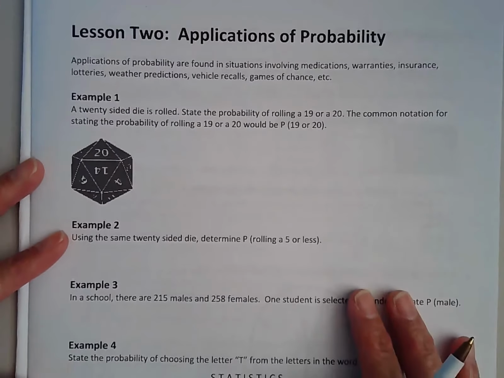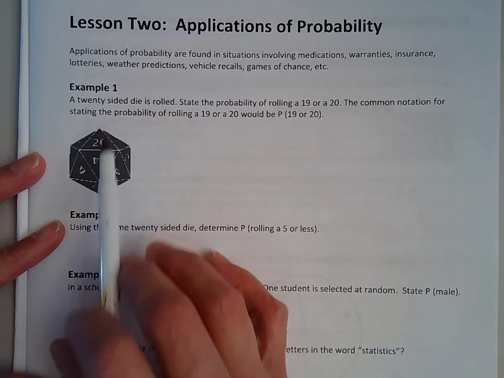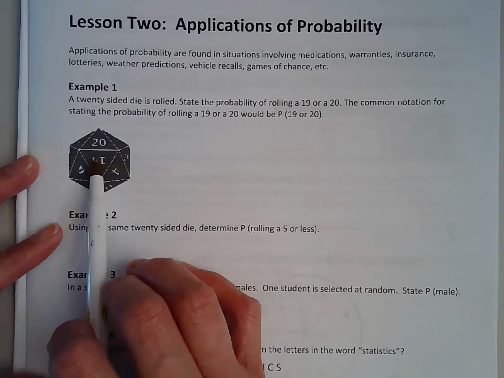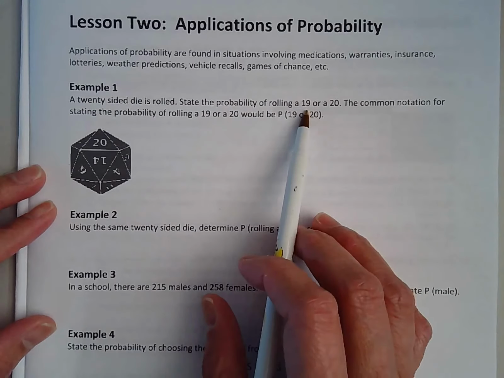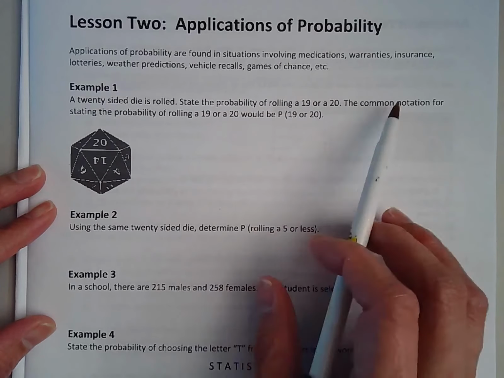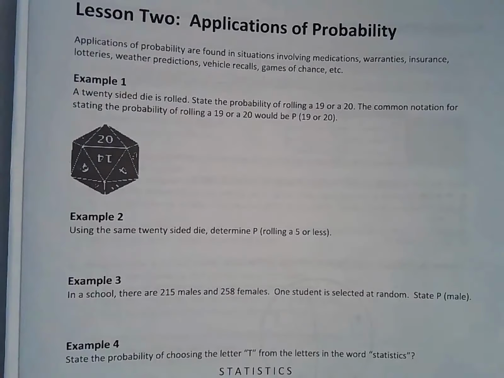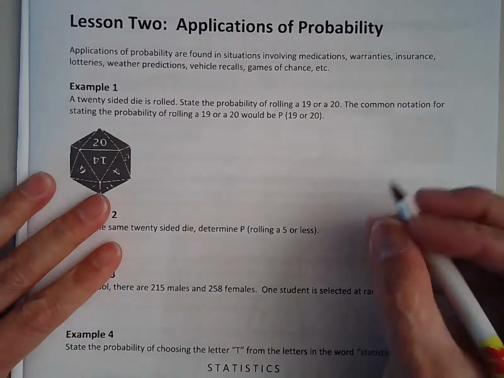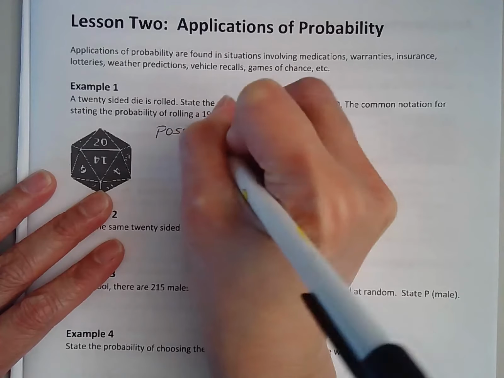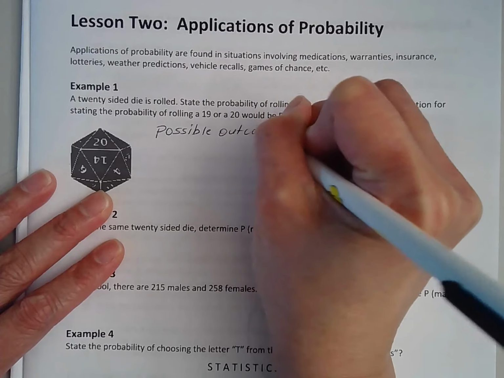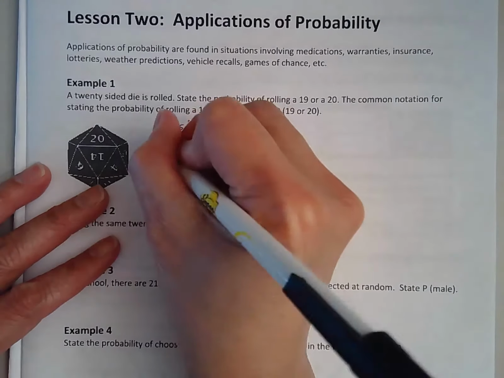Business, right? So example 1, a 20-sided die is rolled. I don't know if you've seen something like this before. State the probability of rolling 19 or 20. The common notation for stating the probability of 19 or 20 is this one here. So in this 20-sided die, these are the possible outcomes.